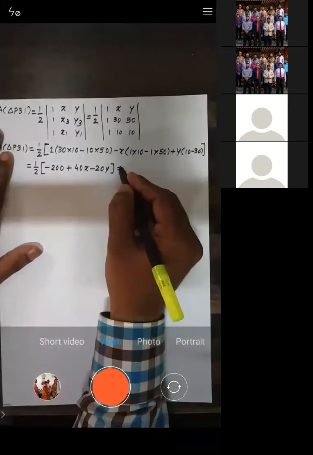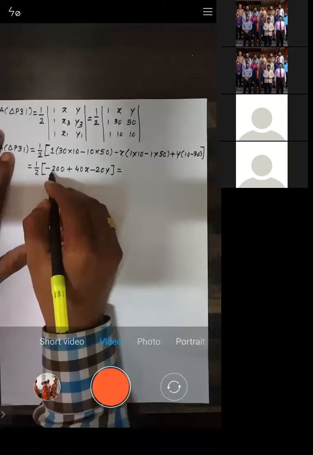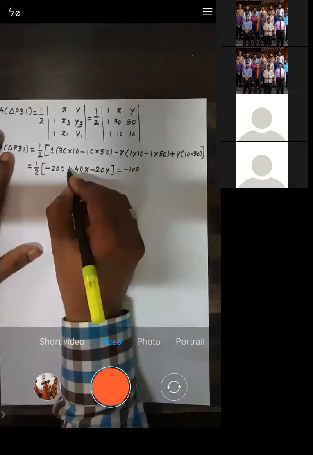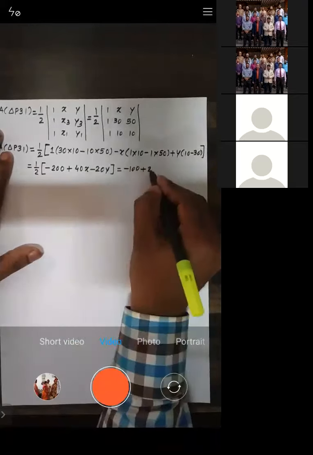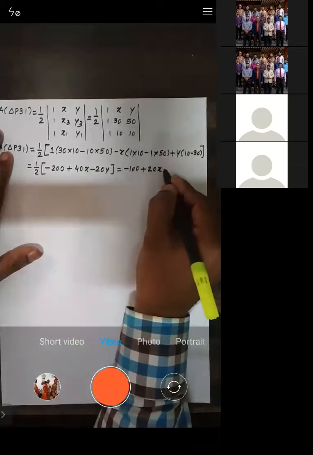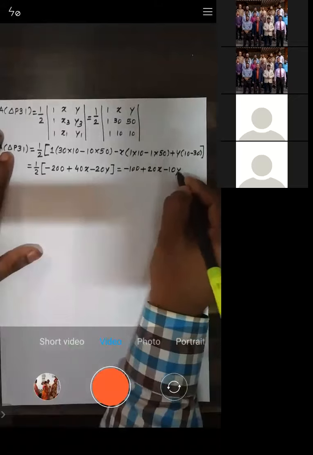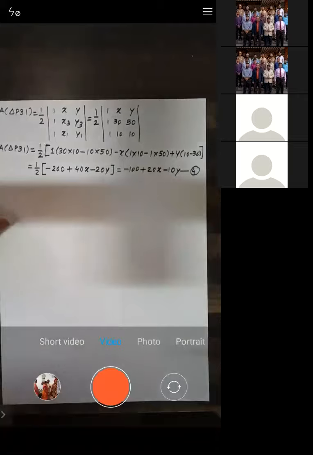Is equal to. So now just take it, right? So what is half of minus 200? It's minus 100, right? Then plus half of 40x, it's 20x. Okay, then minus half of 20y, it's 10y. Is it okay? So let's call this equation number 4.